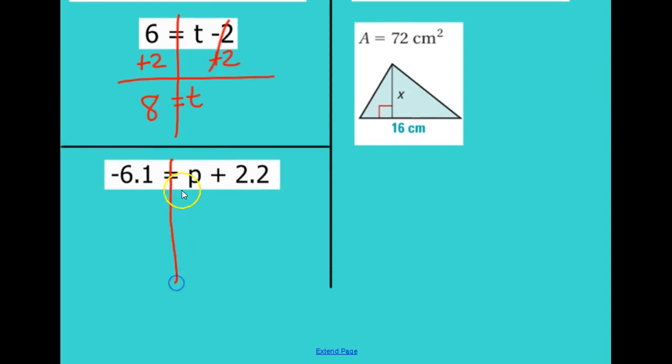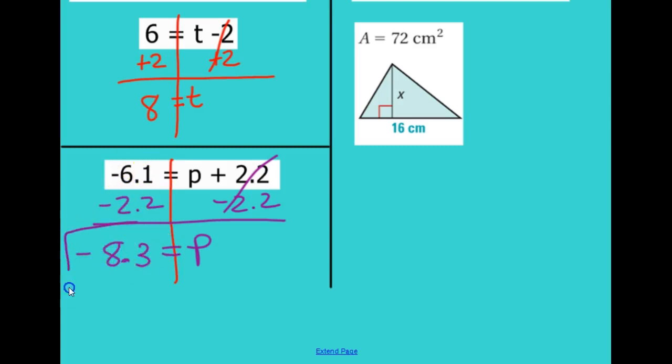This is the same exact equation except with a 0.1 and a 0.2 here. We get p by itself. The opposite of adding this time is subtracting. Those eliminate and make 0. These are all negative, same sign, add and keep. Negative 1 and, 1 plus 2 is 3. 6 plus 2 is 8. They're all negative, so negative 8.3.